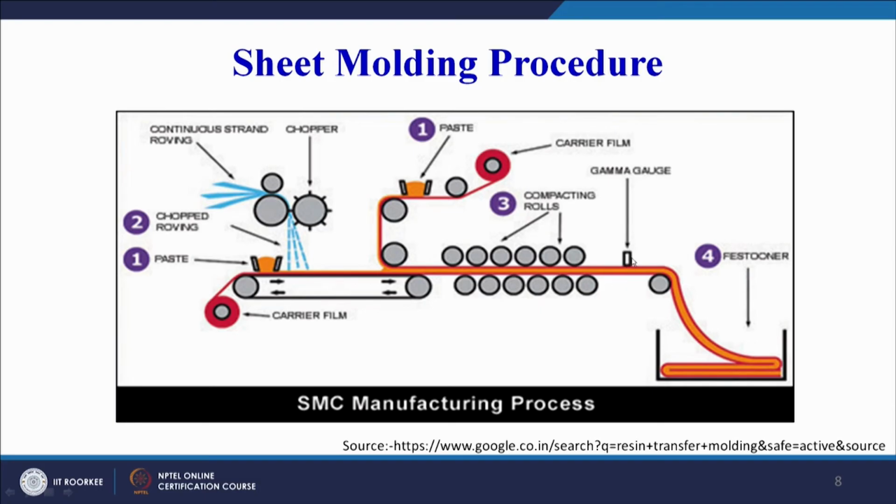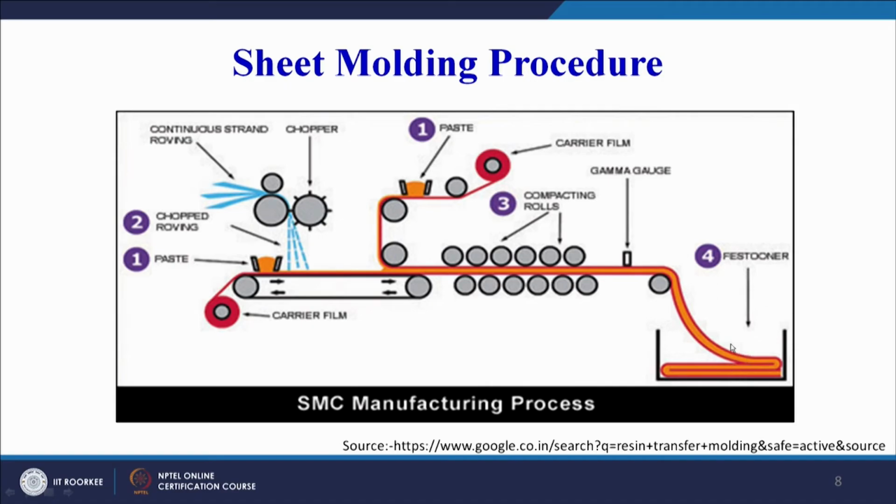Then there is a gauge which can check the thickness of our product that we are producing, that is the sheet molding compound. And finally they are stored here. There can be a roll also where they can be rolled in the form of a roll. So basically the two ingredients are this resin system, or they are calling in the diagram as paste, and a fiber.